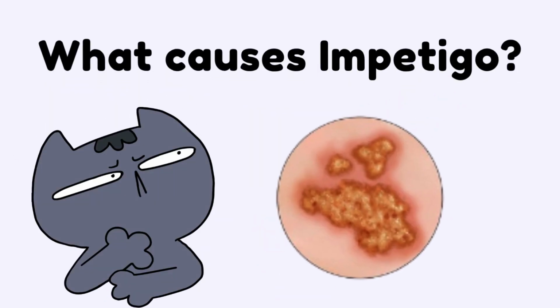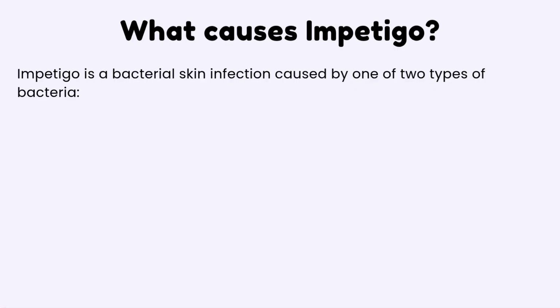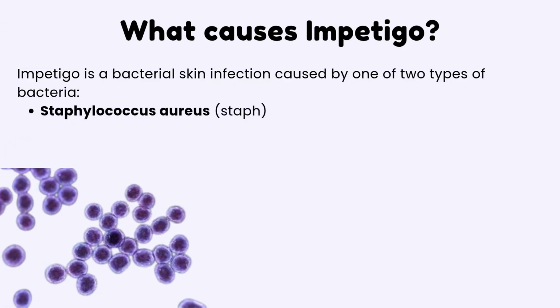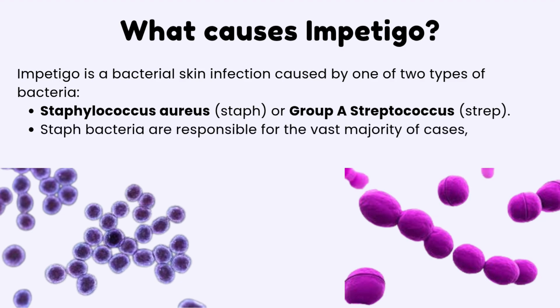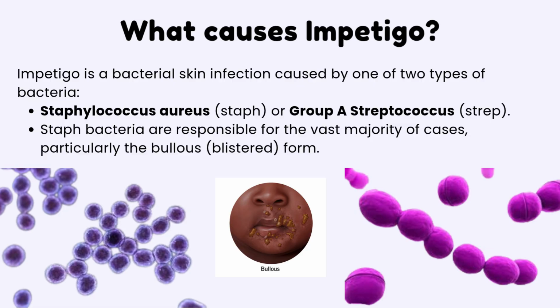What causes impetigo? Impetigo is a bacterial skin infection caused by one of two types of bacteria: Staphylococcus aureus, Staph, or Group A Streptococcus, Strep. Staph bacteria are responsible for the vast majority of cases, particularly the bullous, blistered form.